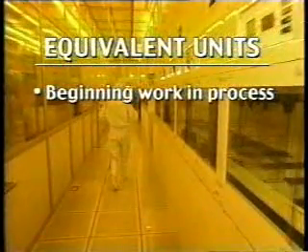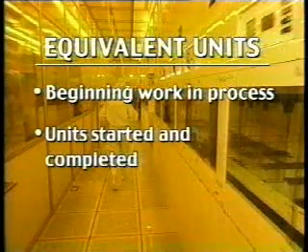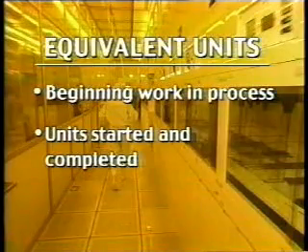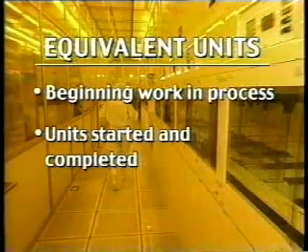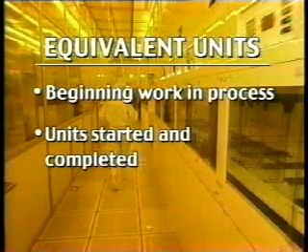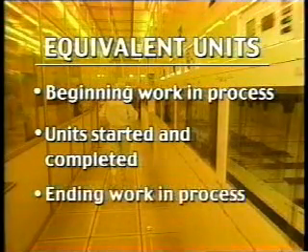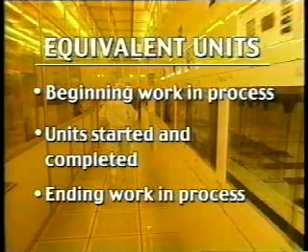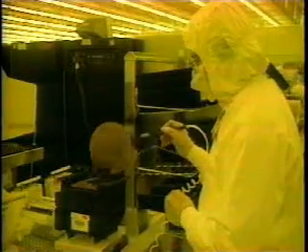Goods completed and transferred out include beginning work in process and goods started and completed during the period. These are 100% equivalent units. Equivalent units are also calculated for ending work in process based on their percentage of completion. The basic idea of an equivalent unit is simple. One unit completely produced is equal to 2 units half completed. However, in practice, the calculations can get somewhat more complex.